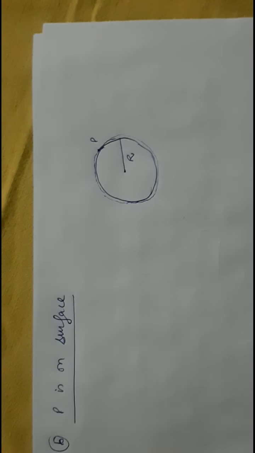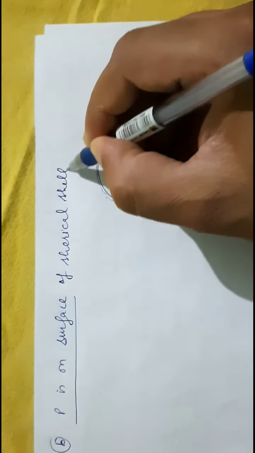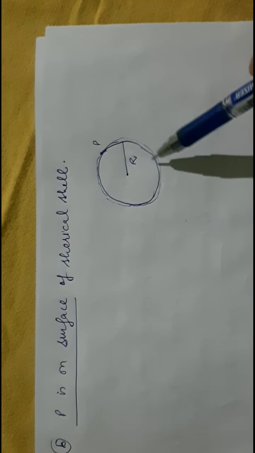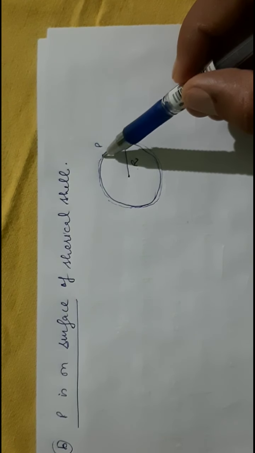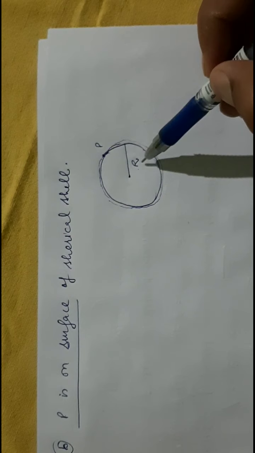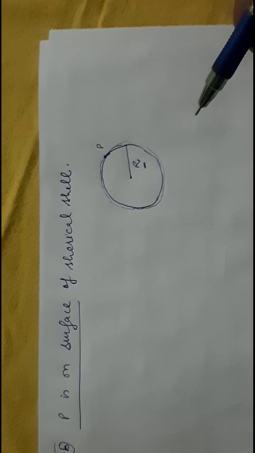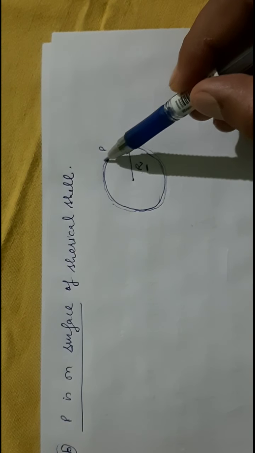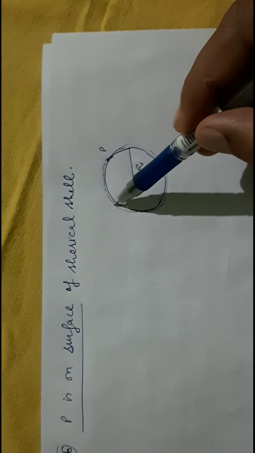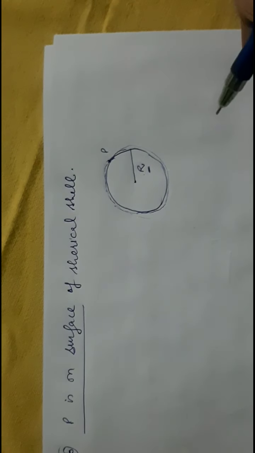Now the point P is on the surface of the spherical shell. So here I took a spherical shell of radius capital R. P is a point on the surface where we want to calculate the electric field, having the same distance from the center, that is capital R. To apply Gauss theorem, we should choose a suitable symmetrical Gaussian surface. So here I am choosing a Gaussian surface which is just above the spherical shell.